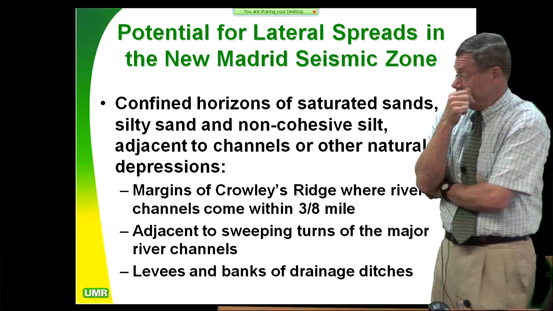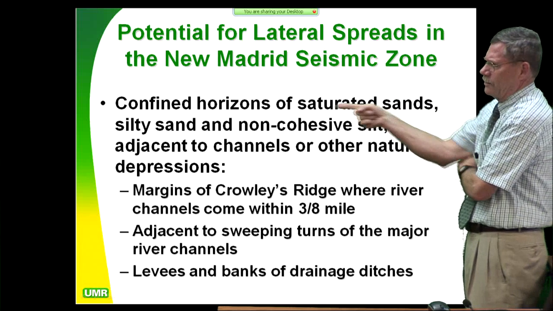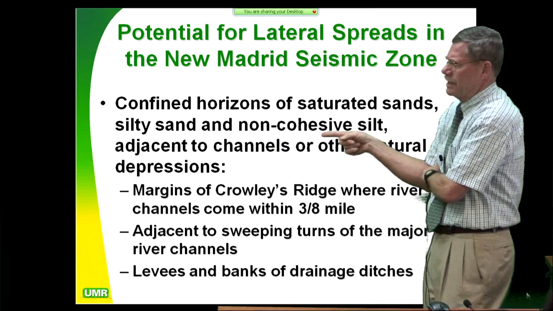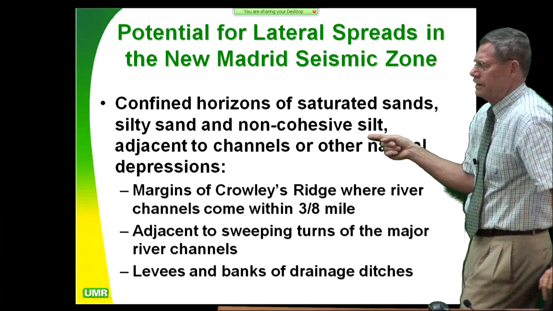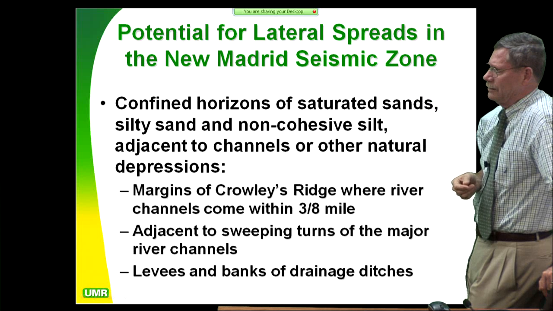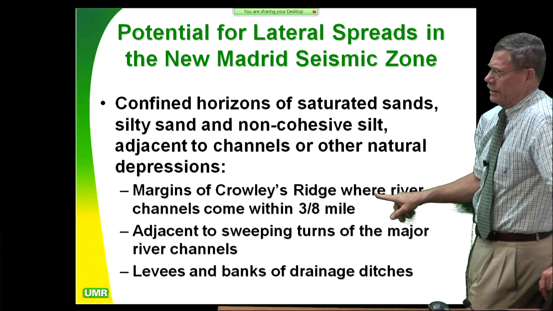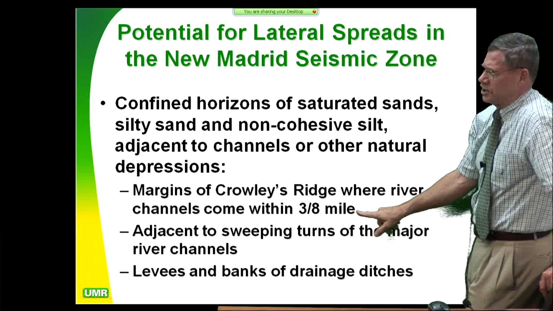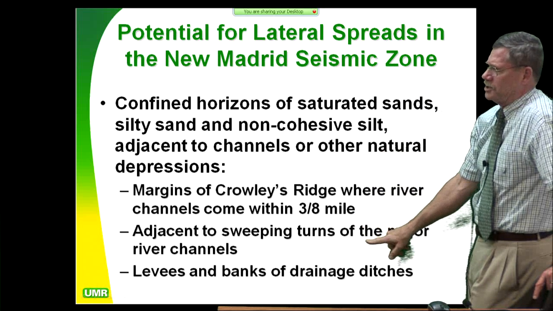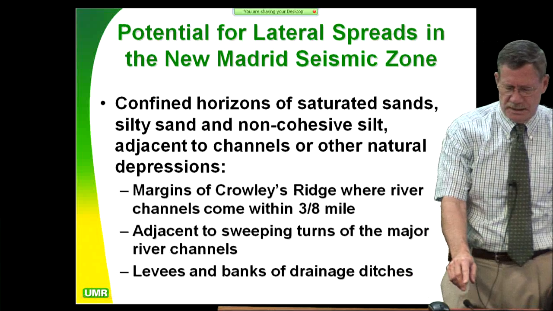So what are the likelihoods that we have these things here? Well, you need to have confined horizons. That's a key word. Confined horizons, saturated sands, silty sands, or non-cohesive silts. So you can't get pore pressure alleviation naturally. So you're going to be adjacent to channels or some other natural depression. And on the margins of Crowley's Ridge, where the channels are within 3/8 of a mile, you see these things just everywhere. Adjacent to sweeping turns of the major rivers and levees and banks of drainage ditches.